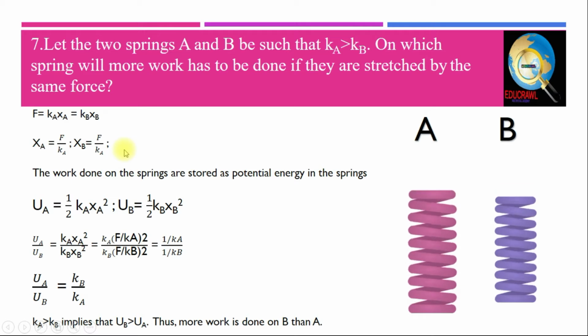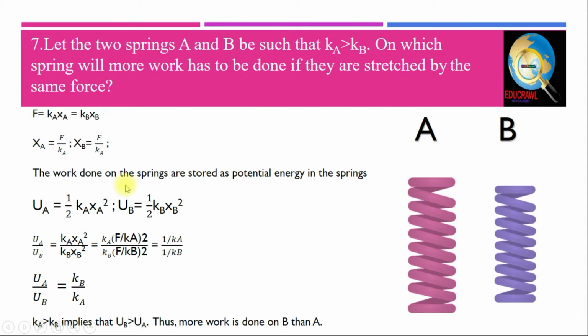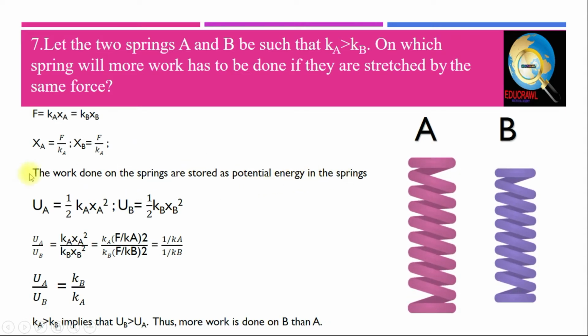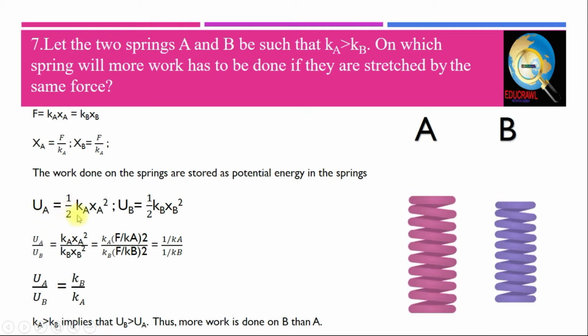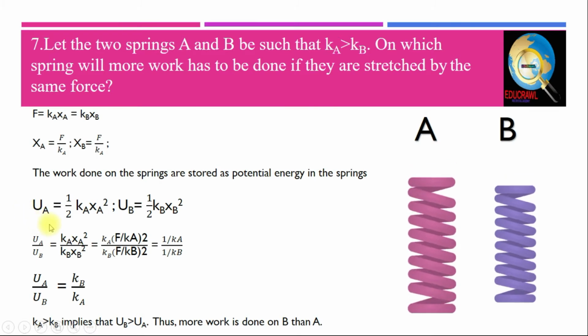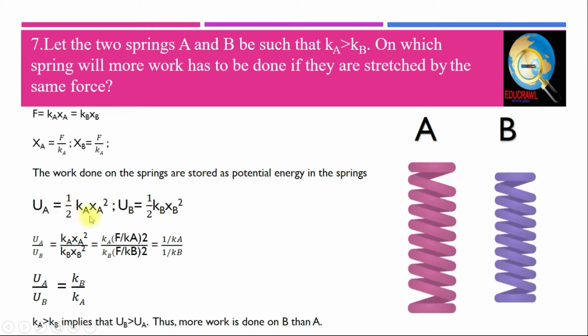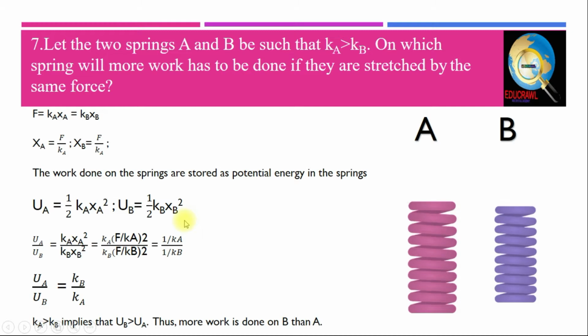This you have. Next, what we are going to do is find the work done. So work done is stored as the potential energy in the spring. The potential energy is given by the formula U is equal to half Kx squared. Here, UA for the first one and UB for the second one. So UA is equal to half Ka Xa squared and UB is equal to half Kb Xb squared.